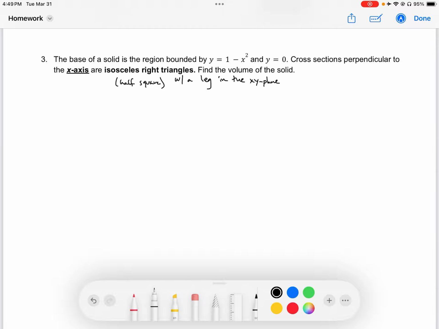So, okay, great. Let us sketch this friend here. 1 minus x squared, and y equals 0. Y equals 0 is the x-axis. Okay, so x-axis. 1 minus x squared looks like this. Of course, it has zeros at -1 and 1, has a y-intercept at 0, 1. So that's fine. Cross section is perpendicular to the x-axis, right here. Okay, that's lovely. Are isosceles right triangles.